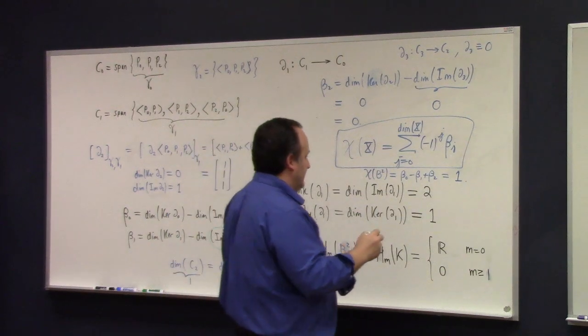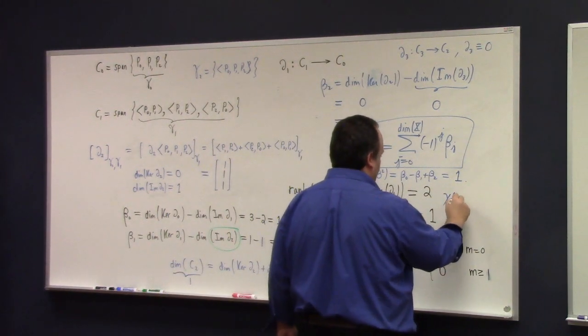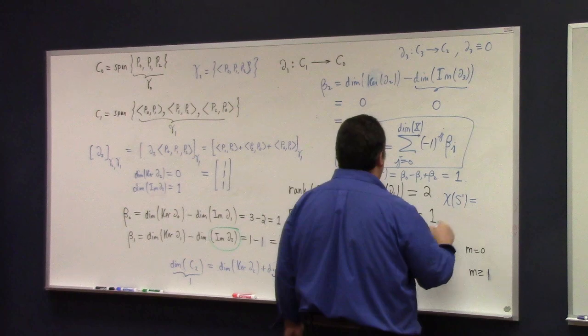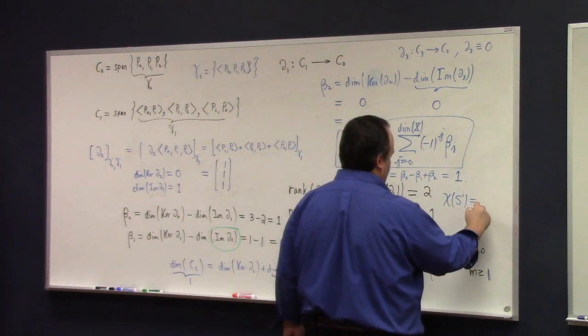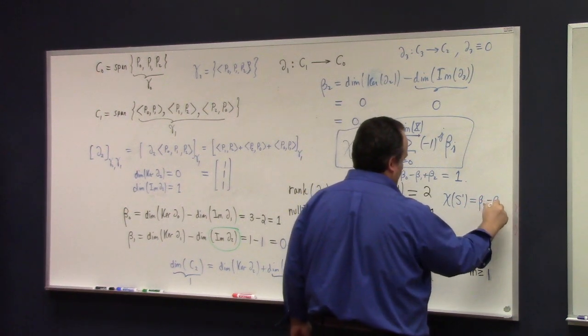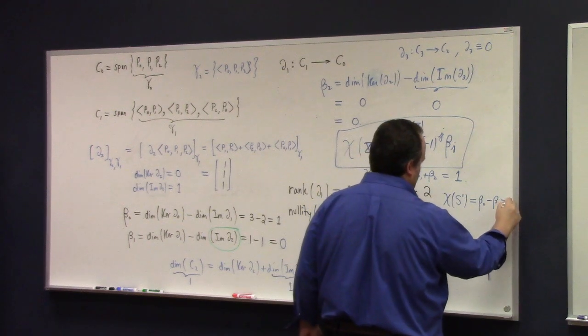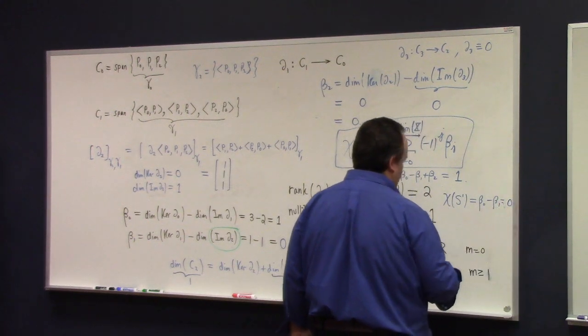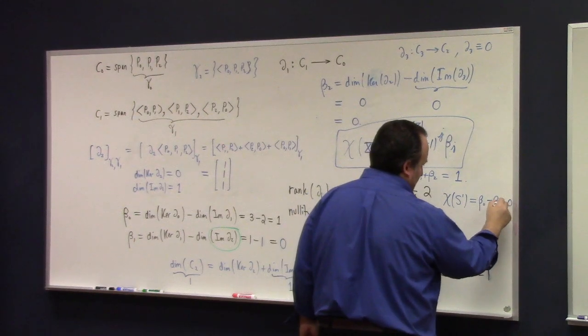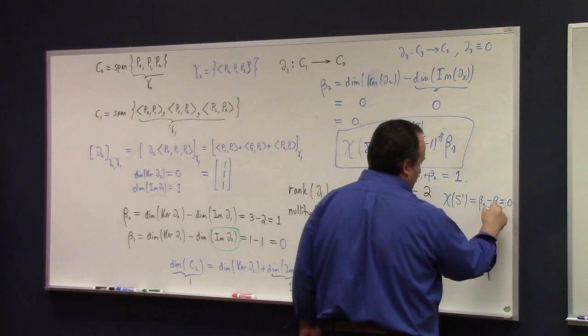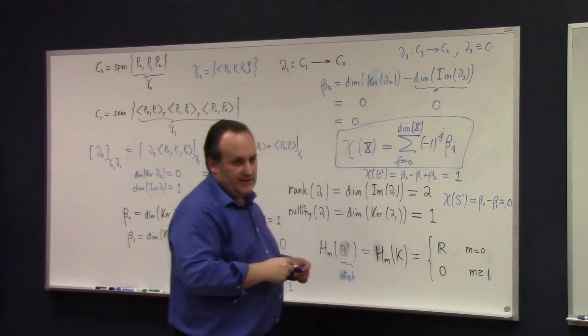What's the Euler characteristic of the circle? I think you said 0? I think you're right, yeah. I've erased that, but we had beta 0 and beta 1 were both 1. So the Euler characteristic of the circle is 0.